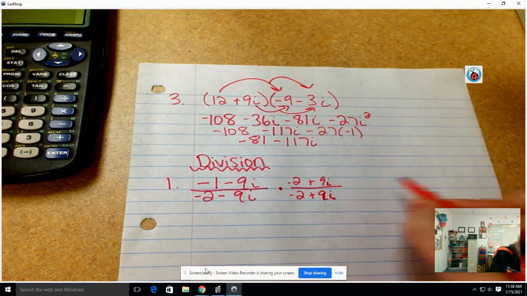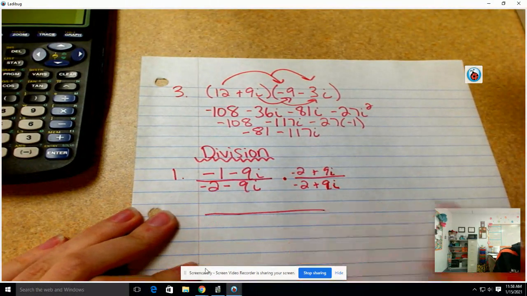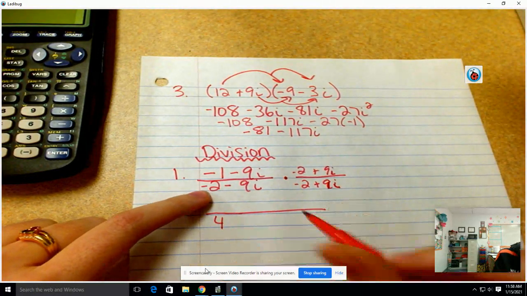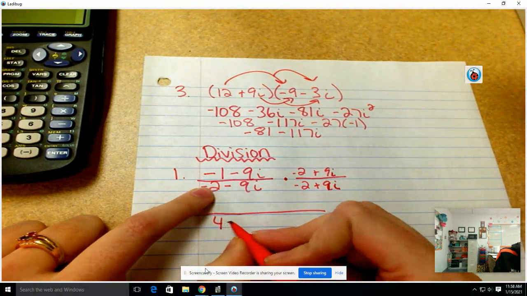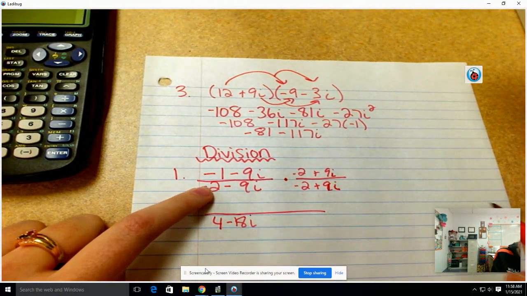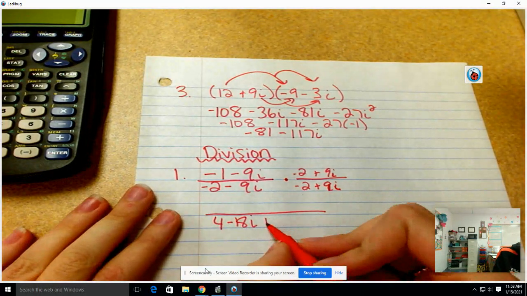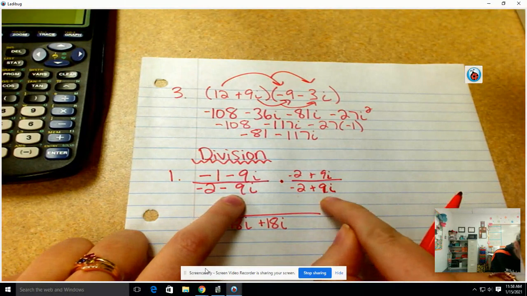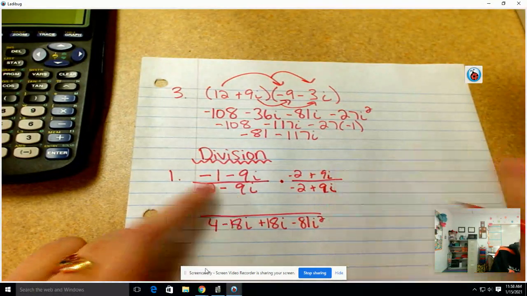So this can get kind of long and kind of messy, so make sure you're giving yourself enough room and staying organized. Negative 2 times negative 2 is going to give me 4. Negative 2 times 9i is going to give me negative 18i. Negative 9i times negative 2 is going to give me a positive 18i. And then negative 9i times 9i is going to give me a negative 81i squared.